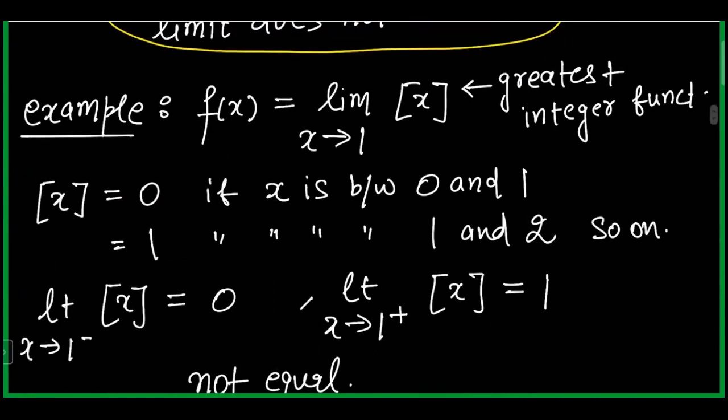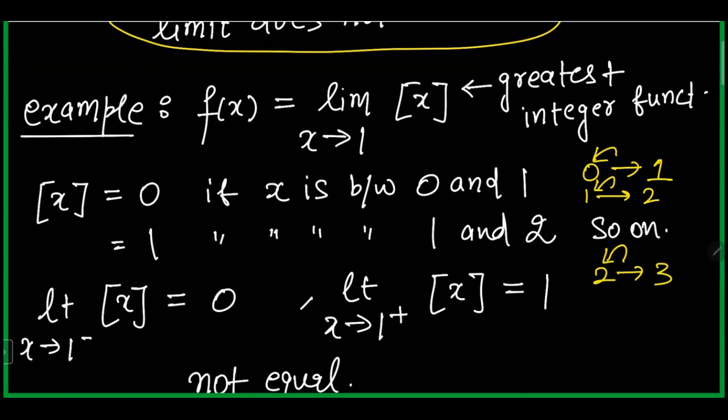One more example which I want to give you is greatest integer function. Now, what is greatest integer function? The symbol is square bracket x. So square bracket x is equals to 0 if you are between 0 and 1. So if you are between 0 and 1, your value will be 0. If you are between 1 and 2, your value will be 1. If you are between 2 and 3, your value will be 2, and so on.